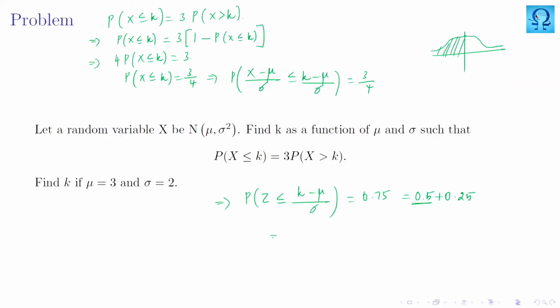This tells me that my (k minus mu) upon sigma is 0.675. Here we are given the values of mu and sigma. So k is 0.675 times sigma plus mu. Substitute the values of sigma and mu, you will get the value of k. Right?